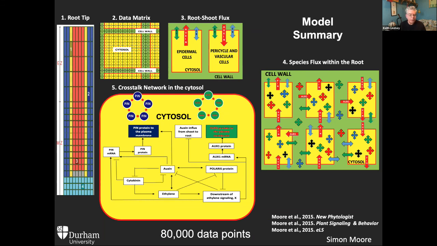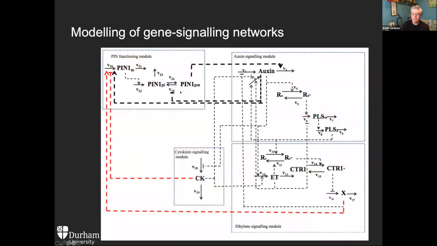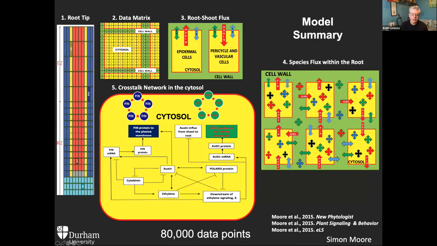And this was the first attempt. This was a diagrammatic representation of a root, with the root cap down here, the epidermis cells here, vascular tissues here. And within each of these cells was embedded those parameters that were described on the previous slide, the auxin going into cells, the rate of auxin synthesis, and so on. So that model was embedded in each cell, and there's 80,000 data points in this model here.